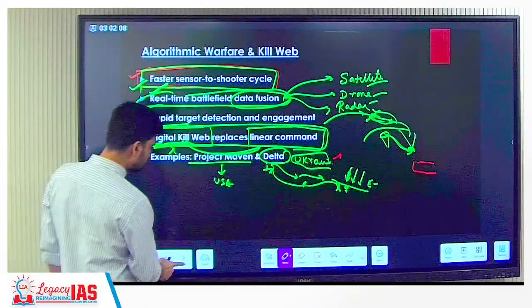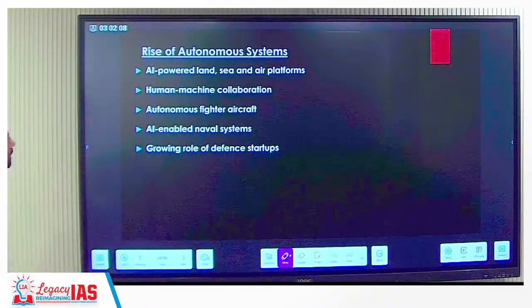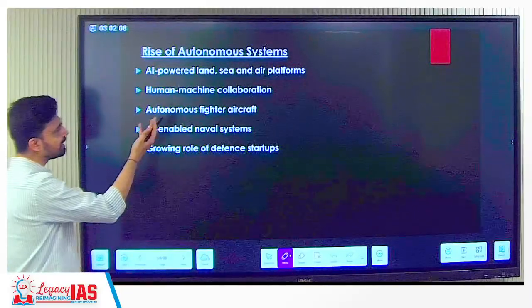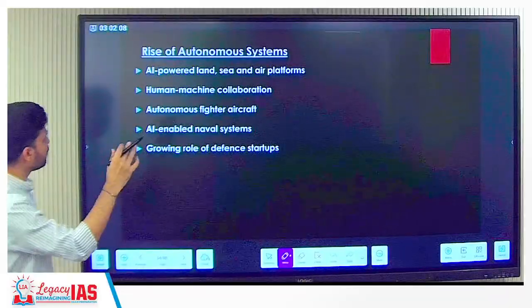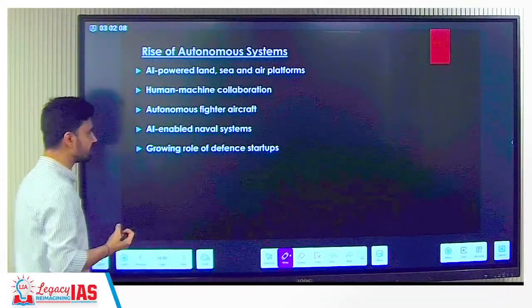Maven of US, Delta of Ukraine. Rise of autonomous systems, so AI-powered land, sea, air platforms. In the future, you would see its fusion everywhere in all kinds of battle. Human-machine collaboration we might see.